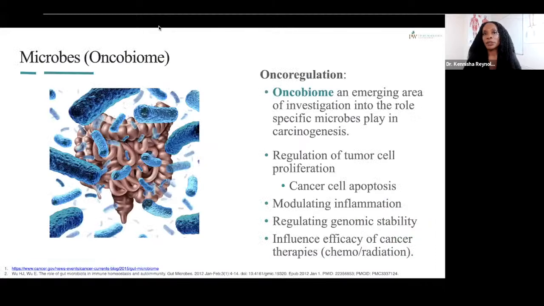There's an interesting emerging field of research called the oncobiome, an emerging area of investigation into the role specific microbes play in carcinogenesis. In 2013, a study was published in the Journal of the National Cancer Institute, and they found that colorectal cancer patients had elevated amounts of fusobacteria, a more pro-inflammatory type of bacteria that is implicated in the progression and development of colorectal cancer.